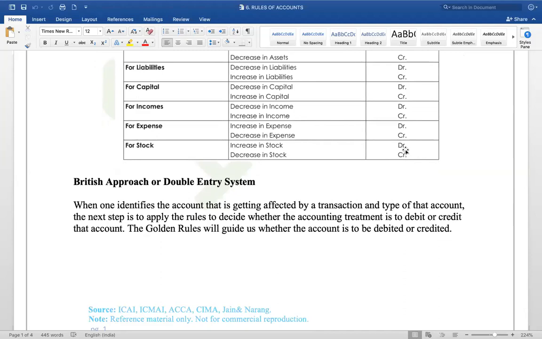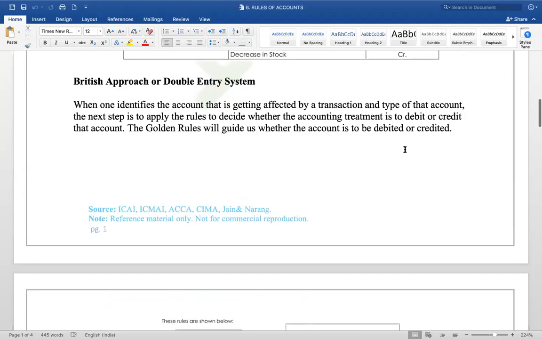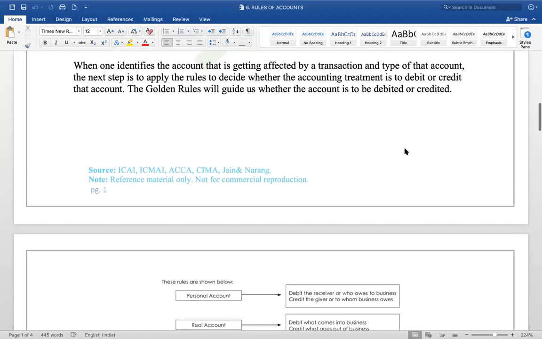This is the American approach. Now let us look at the British approach. When you look at the transaction, we will examine how a particular account is affected by this transaction.